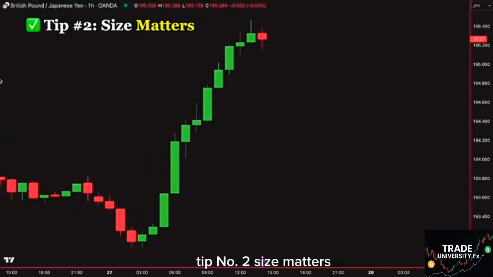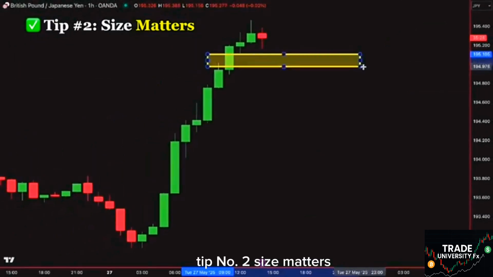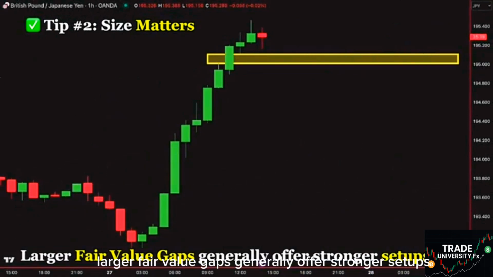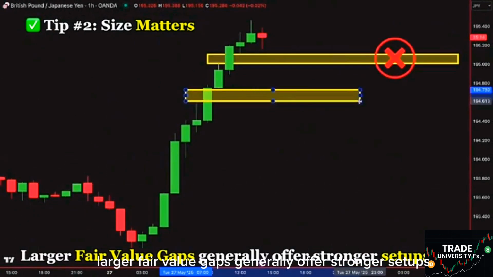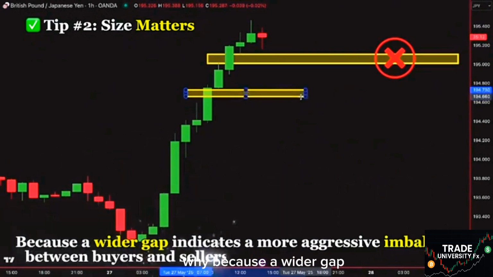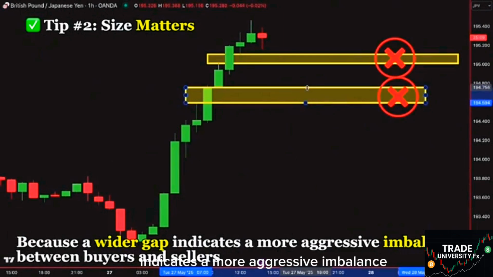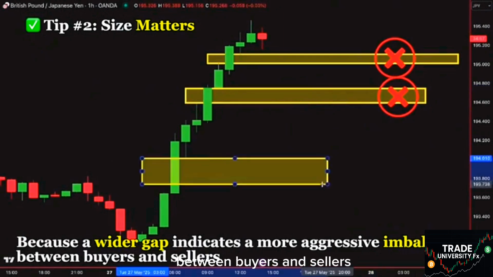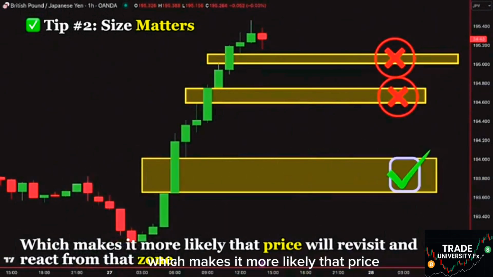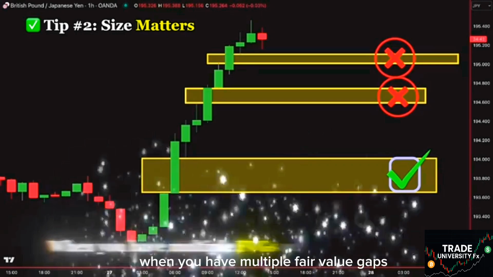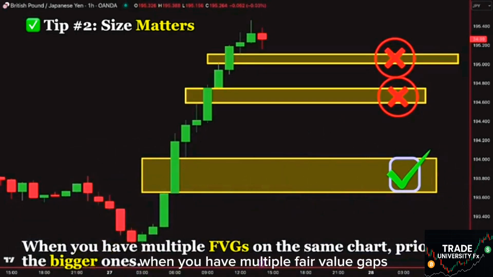Tip number 2: size matters. Larger fair value gaps generally offer stronger setups. Why? Because a wider gap indicates a more aggressive imbalance between buyers and sellers, which makes it more likely that price will revisit and react from that zone. When you have multiple fair value gaps on the same chart, prioritize the bigger ones.